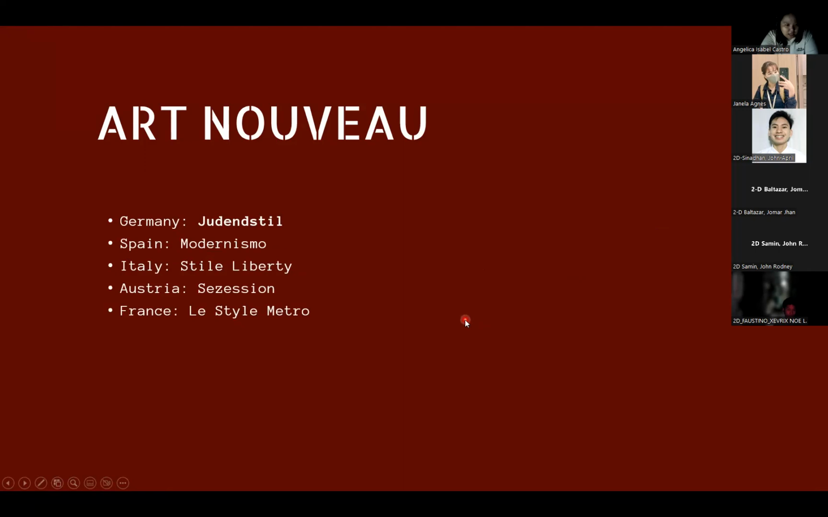Here are some of the names by which Art Nouveau is known. In Germany, it's Jugendstil. It's Modernismo in Spain. It's Stile Liberty in Italy. In Austria, they call it Sezession, or Le Style Métro in France.